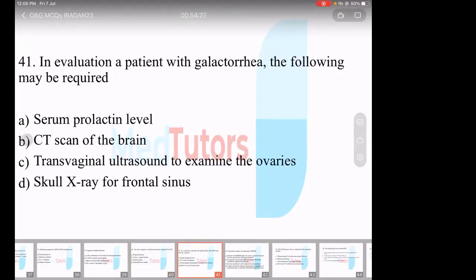In evaluating a patient with galactorrhea, the following may be required. A, serum prolactin level. Yes, because it is mostly as a result of hyperprolactinemia. B, CT scan of the brain. Yes, it might be a pituitary adenoma. C, transvaginal ultrasound to examine the ovaries. Yes, that is also correct.